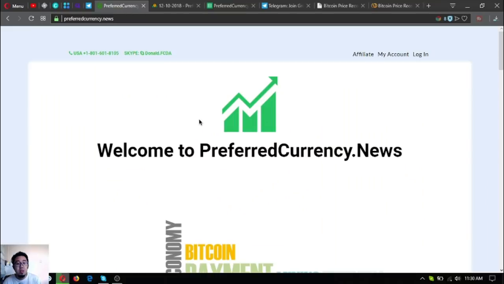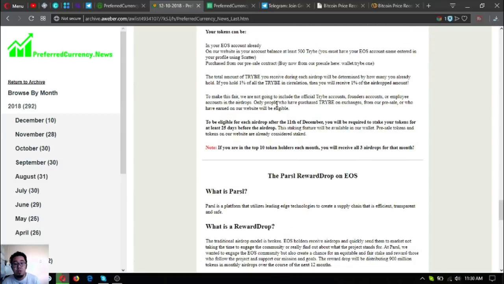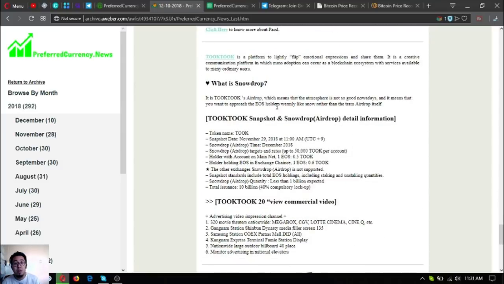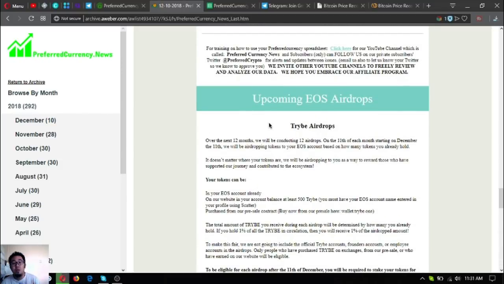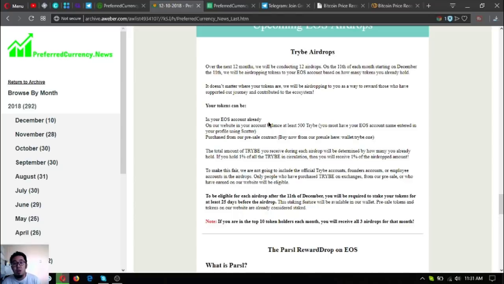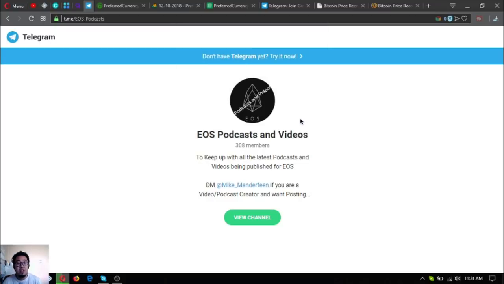Here is your Tribee airdrop, which is nearing its drop date, the parcel reward drop, the 22 snowdrop, and of course cat eos.io. This information is very important if you're fond of claiming or participating in airdrops on EOS. This is the right newsletter for you. Also, you can join the EOS podcast and videos Telegram group. This will keep you up with all the latest podcasts and videos being published for EOS.